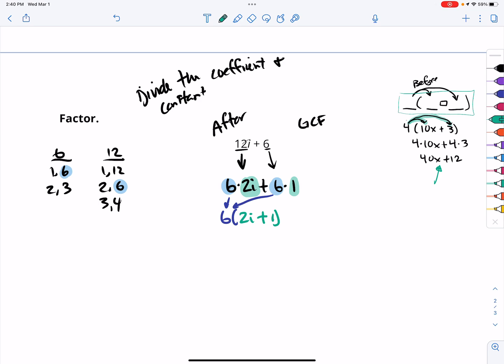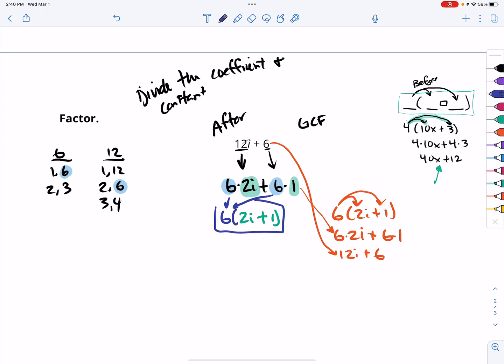If we pause for a moment and look at this, to check myself I would distribute: 6 times 2i plus 6 times 1. 6 times 2i is 12i. 6 times 1 is 6. As you can see, we got the same answer here. Even our expression in this place is the same, but it is before we had distributed. So your final answer for this problem is right here with 6 times 2i plus 1.